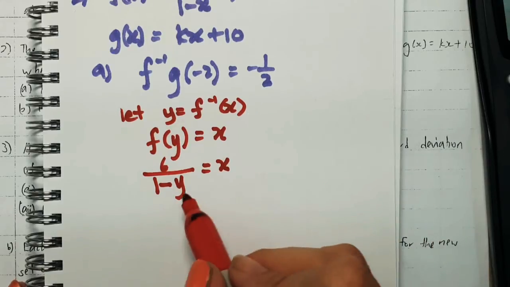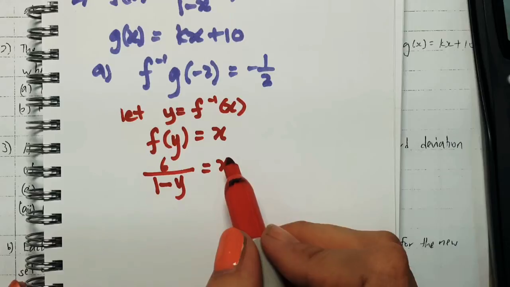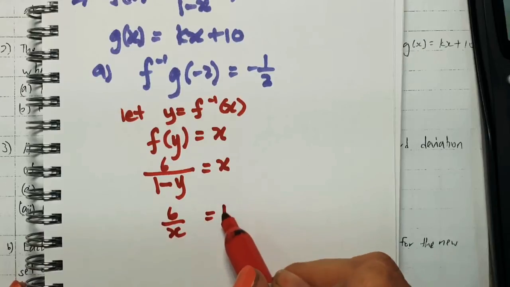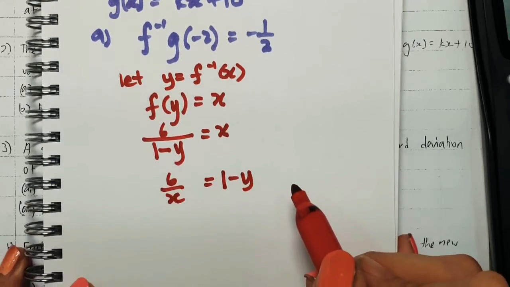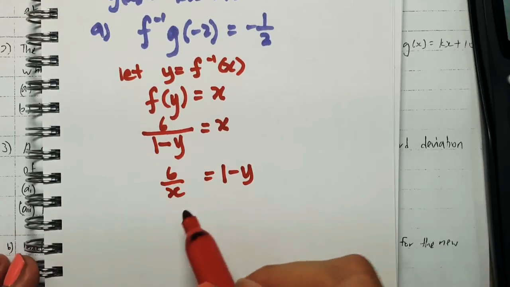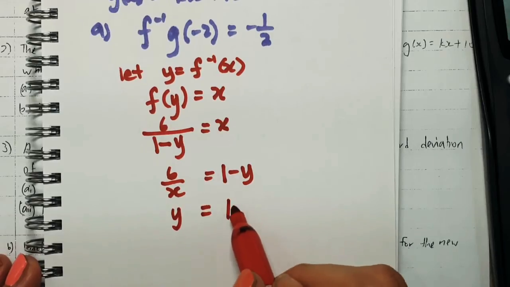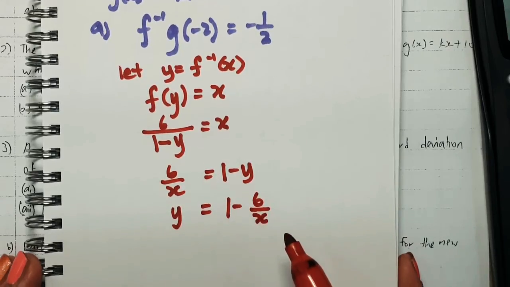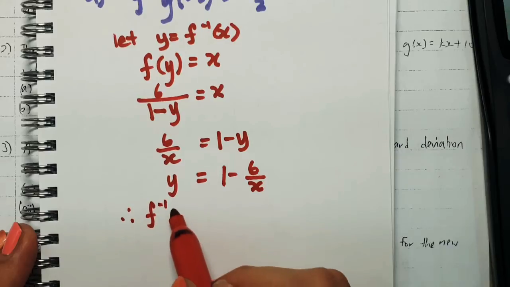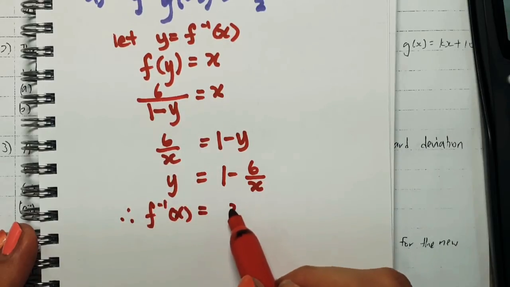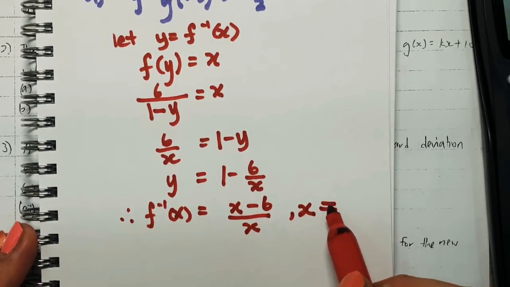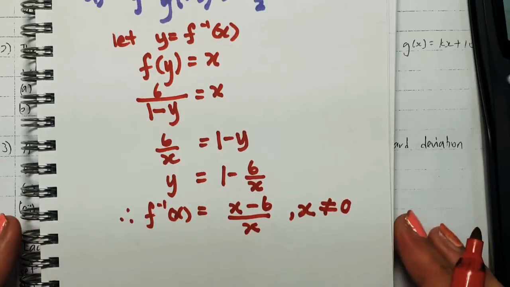So let's put it this way. 1 minus y goes up, therefore x comes down. We will have 6 over x equals 1 minus y. Our objective is to find y, so bring the minus y across to the other side and swap places with 6 over x. We will have y equals 1 minus 6 over x. Let's simplify it. Since y equals f inverse, f inverse of x equals x minus 6 over x, whereby x can never be 0. So this is our f inverse.